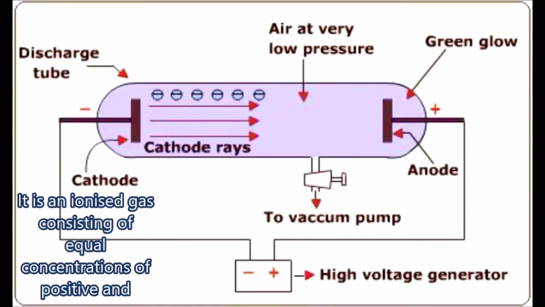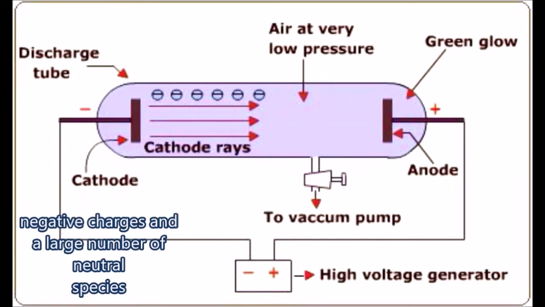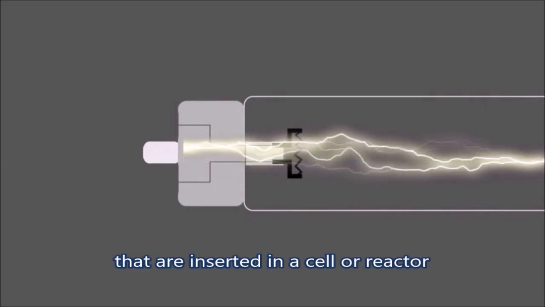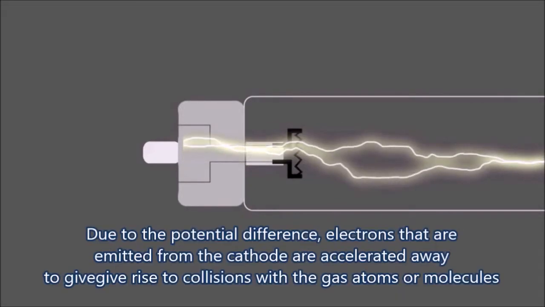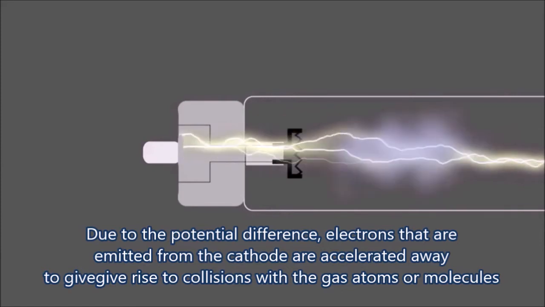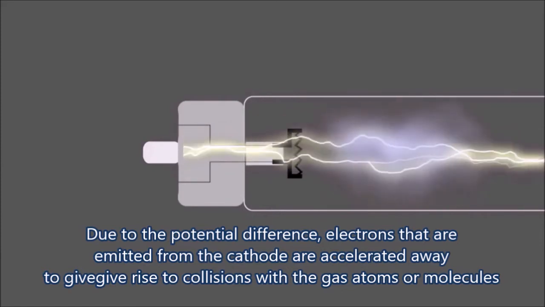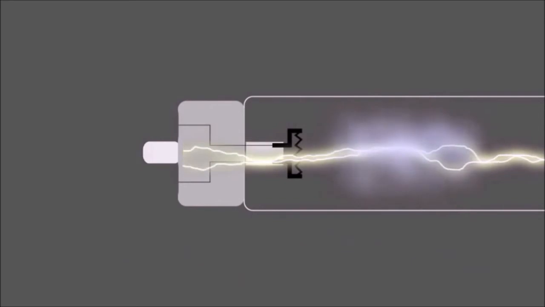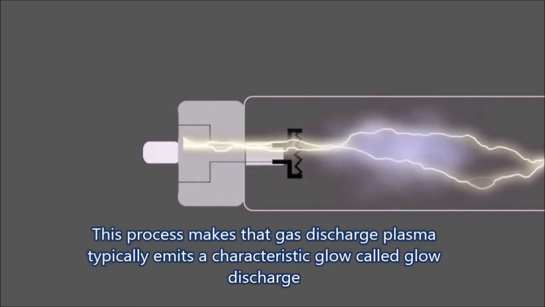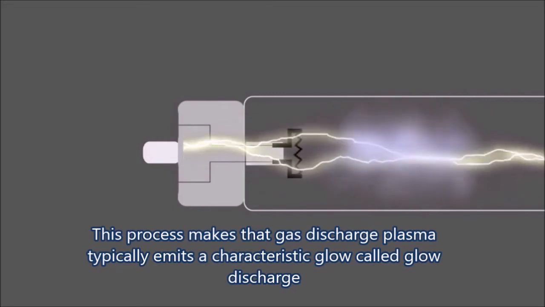It is an ionized gas consisting of equal concentrations of positive and negative charges and a large number of neutral species. In the simplest case, it is formed by applying a potential difference between two electrodes that are inserted in a cell or reactor. Due to the potential difference, electrons that are emitted from the cathode are accelerated away to give rise to collisions with the gas atoms or molecules. This process makes gas discharge plasma typically emit a characteristic glow called glow discharge.